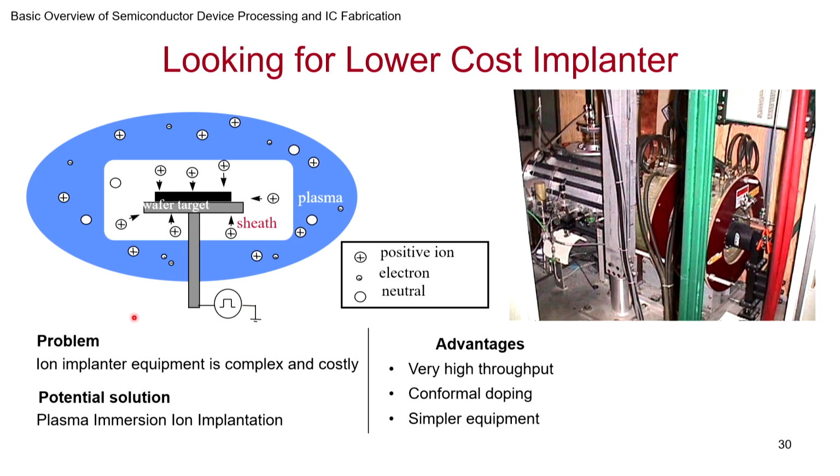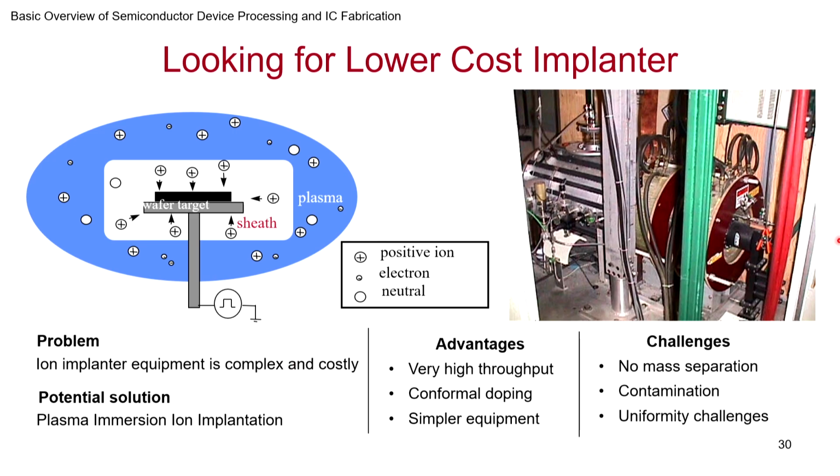Often you apply RF bias. You could also use DC implantation. DC implantation has its challenges. It can be a runaway process. But at the same time, this is a solution. But what are the disadvantages?